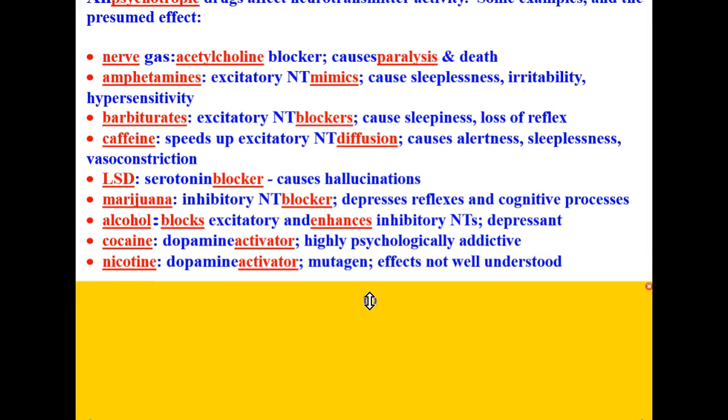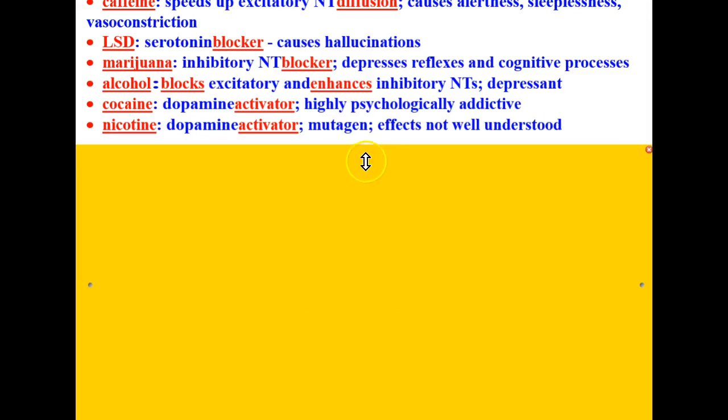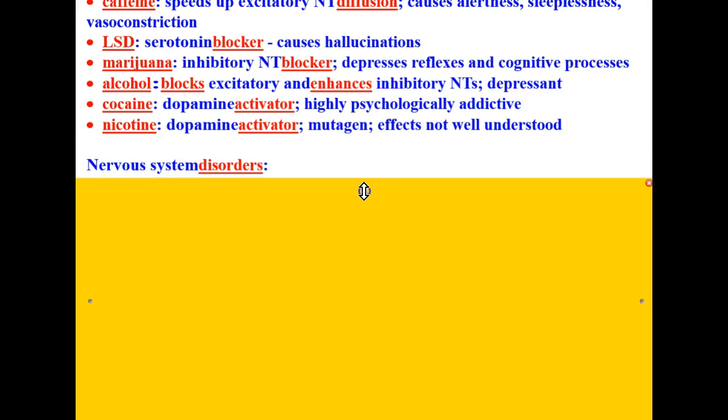And we'll finish up with nicotine. Nicotine is also a dopamine activator. It's a mutagen, and its effects are not well understood. Now let's take a look at some nervous system disorders.